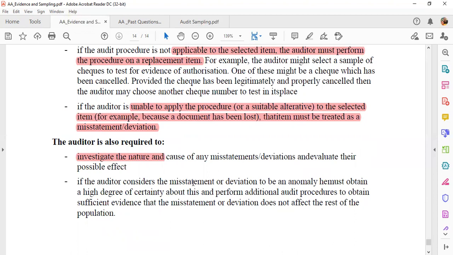If the auditor considers that the misstatement or deviation can be nominal, he must obtain a higher degree of certainty about this and perform additional procedure. If you discover that a misstatement or a deviation can be anomalous, he must obtain a high degree of evidence about it and perform additional procedure.